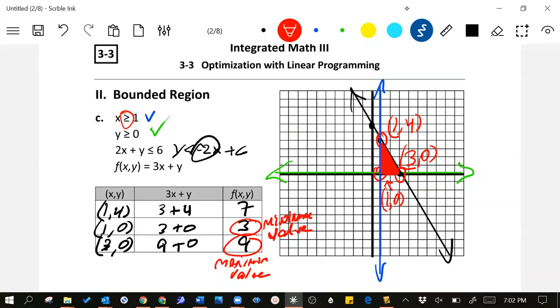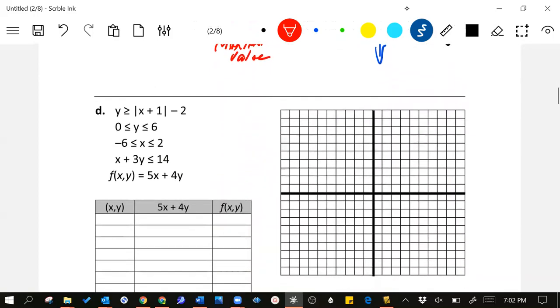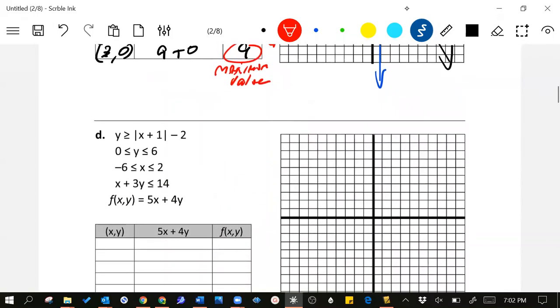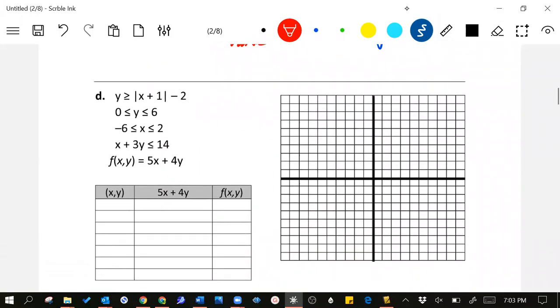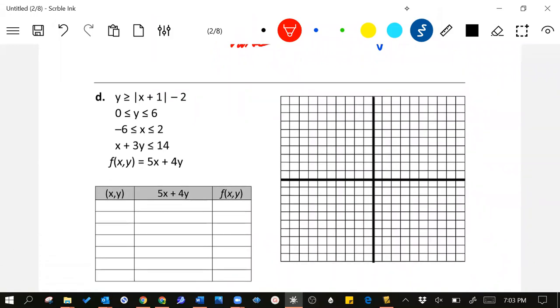All right. Now, the next problem is the same idea. It's a little more complicated because it has an absolute value in it, and there are 4 different inequalities. So let's look at it. And if you want to, go ahead and work on this yourself right now. Come back to the video whenever you're done.